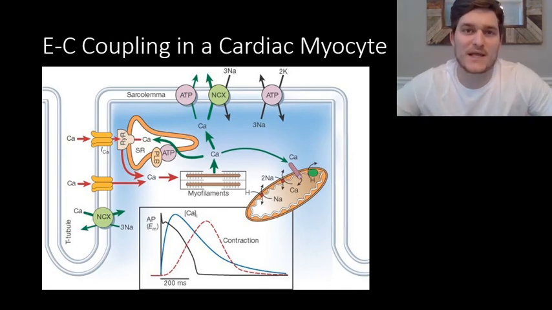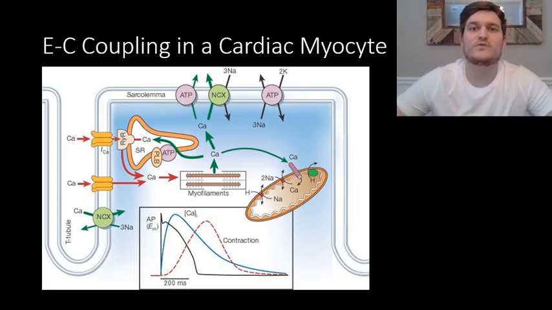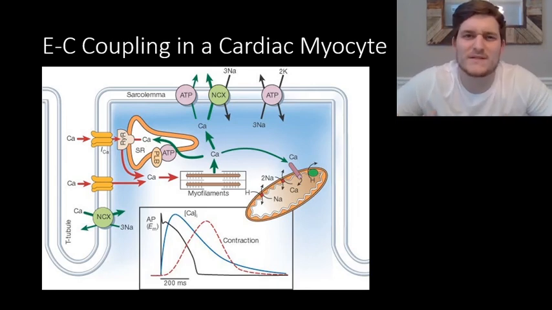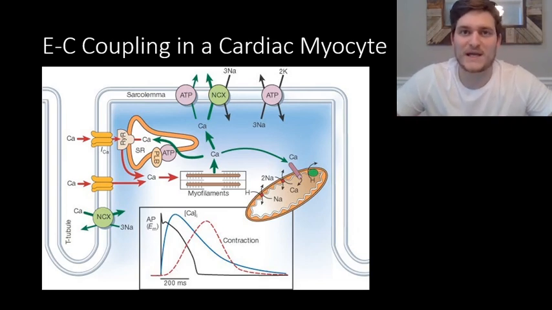That concludes this lecture on the cardiac cycle and EC coupling within cardiac muscle cells. Next week, we'll talk a little bit more about the electrical activity of the heart. And in future lectures, we'll talk more about the nervous system and what role the sympathetic and parasympathetic nervous system plays when it comes to heart rate and stroke volume.